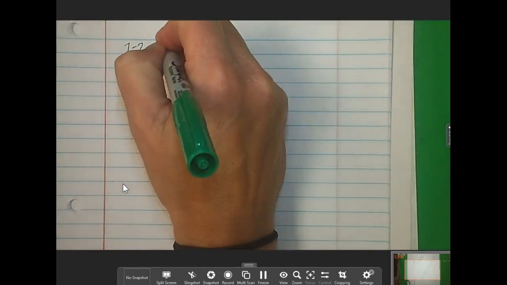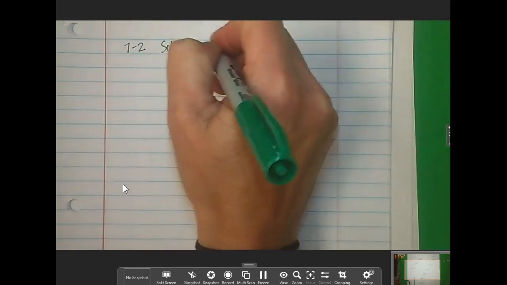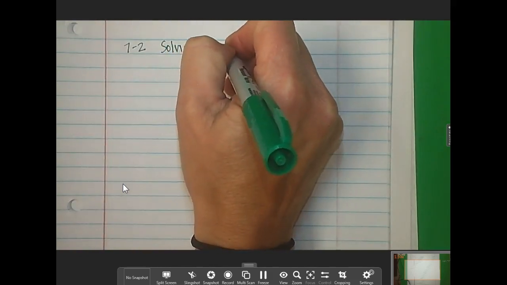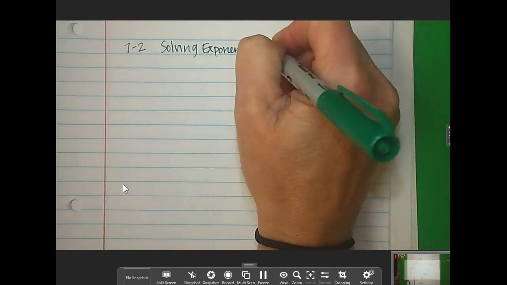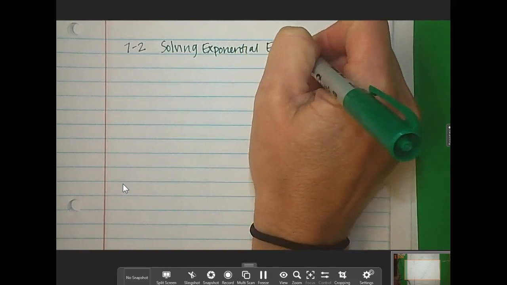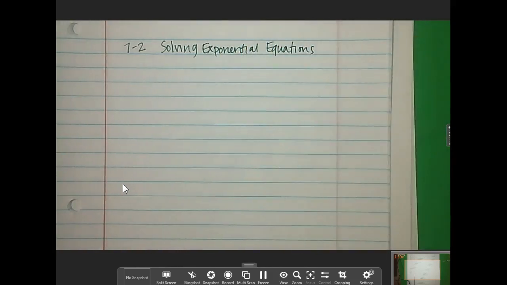Okay, so this is 7-2, solving exponential equations. And we'll look at some inequalities today also. Alright, so if you have a graphing calculator or Desmos, I don't care which one you have. We're going to put this equation in and see what it looks like, and then we're going to solve it algebraically also.